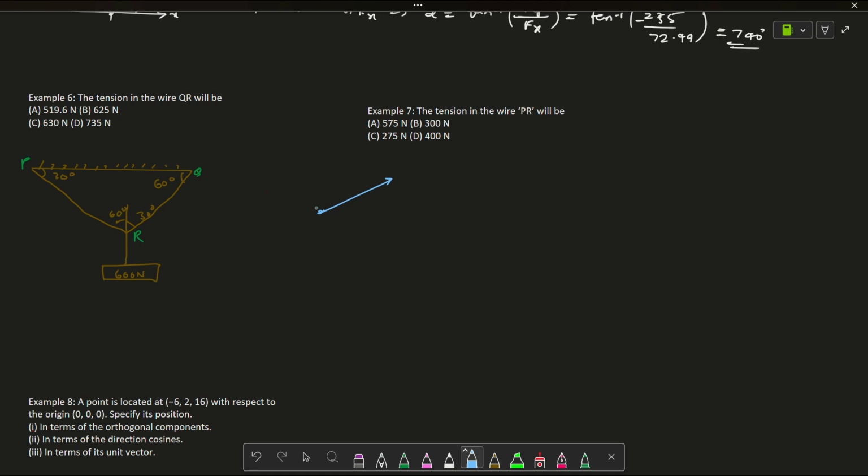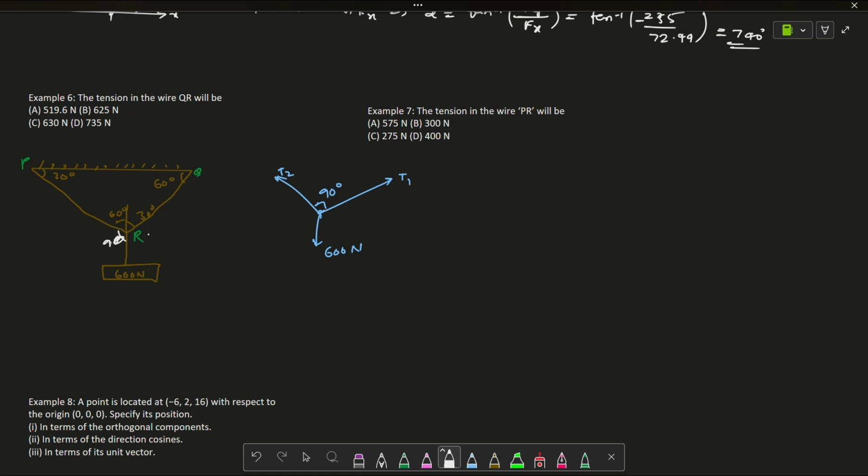This one is 600 Newton. Let's suppose I'm calling this T1 and this T2. Now this angle is 60 plus 30, which is 90 degrees. This angle is 90 degrees, and if we subtract, 180 minus 90, we will get 90 degrees.